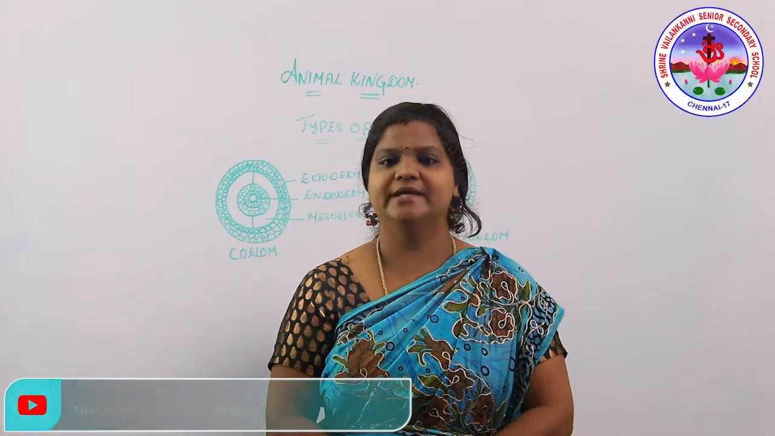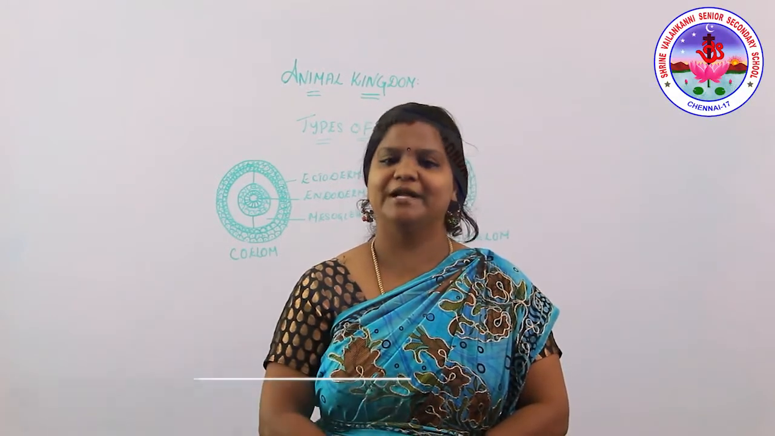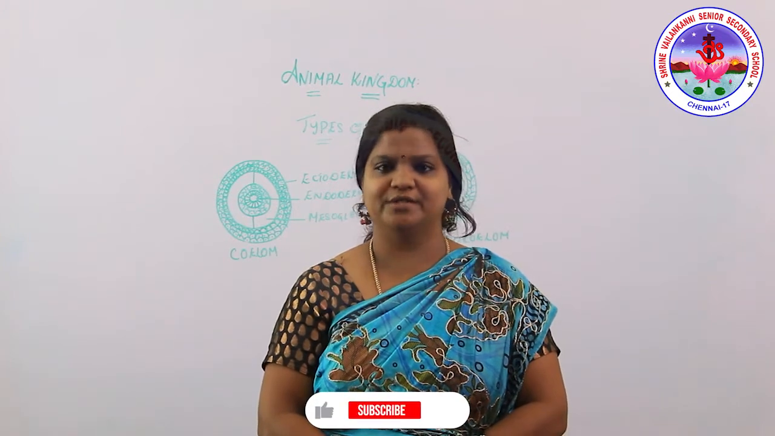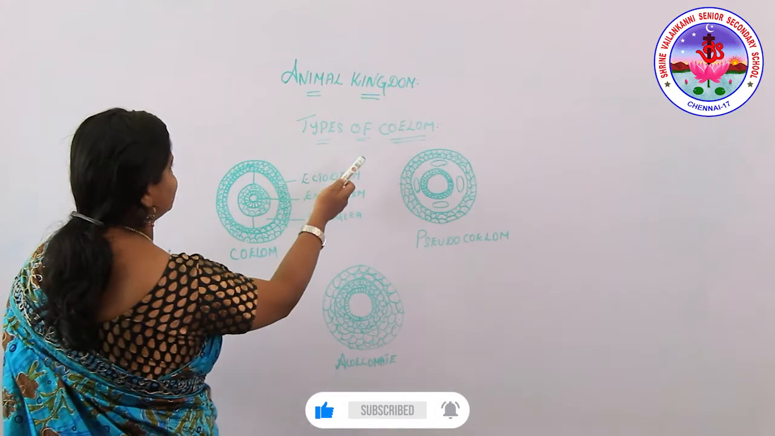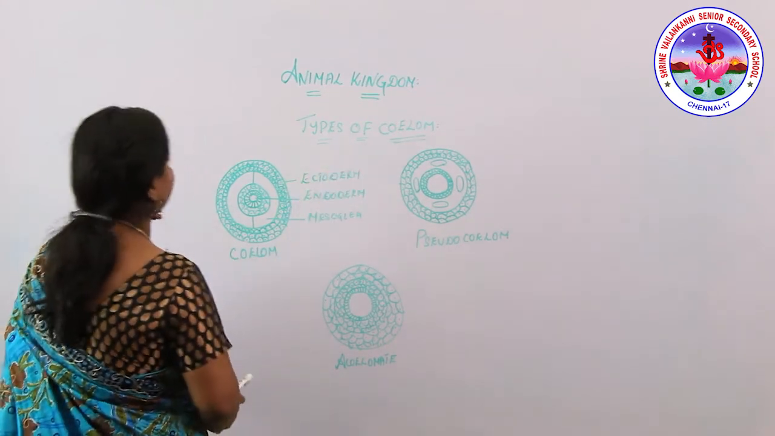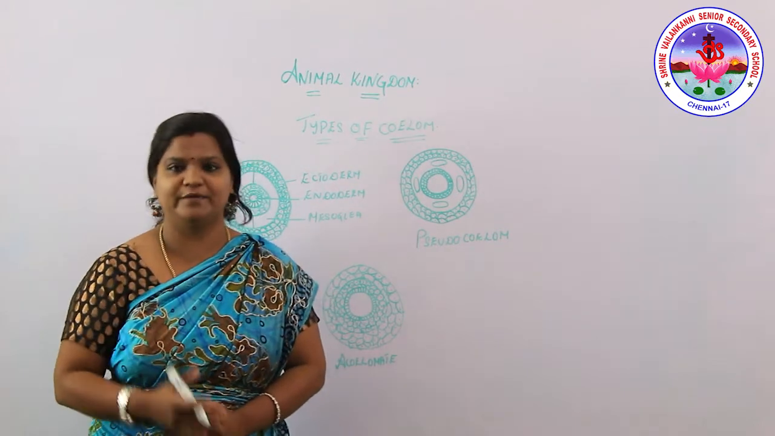Hello students, in this session we're going to continue the important diagram from the chapter Animal Kingdom. Today we're going to discuss the diagrams in more detail. The first one we're going to discuss is the types of coelom. The coelom is present like a cavity.